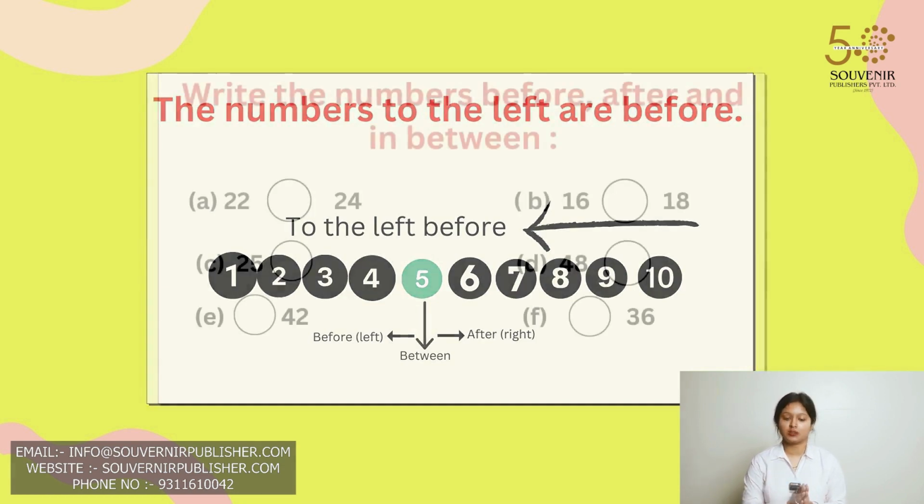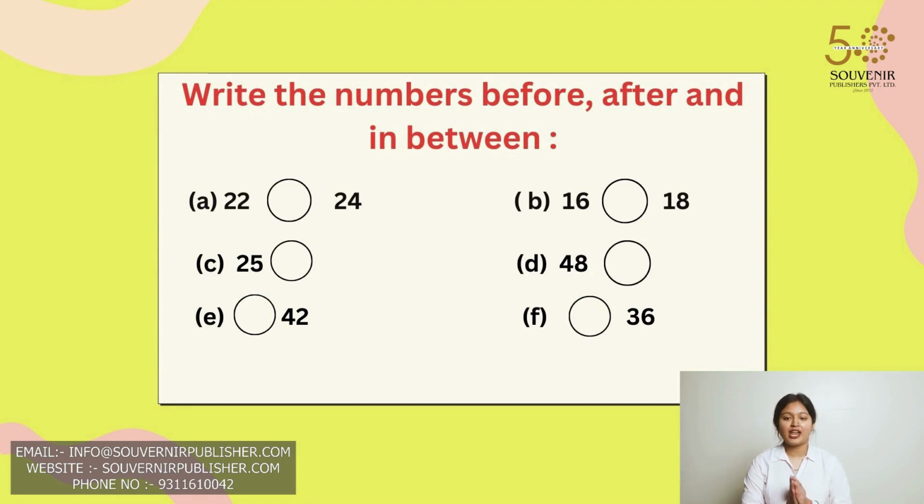Write the numbers before, after and between in the following. So the first one we have 22 and then a blank and then we have 24. Can you tell me what will come in between 22 and 24? That will be 23. So we will have 22, 23 and then 24. Now let's move to the second one. It is 16 and then the space for you to fill, and then we have 18. So it will become 16, 17 and then 18. So 17 will be at the center.